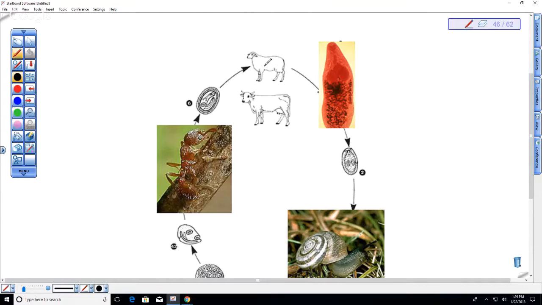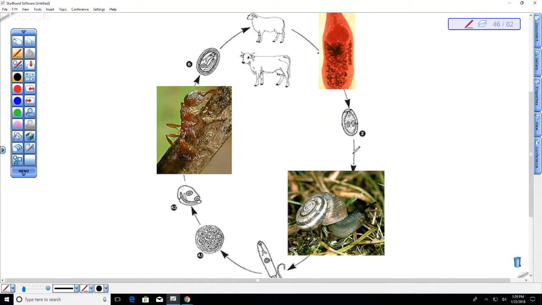So if we look at the adults, this is the fluke, the adult fluke. It actually has a digestive system. So it still has a digestive system, unlike the tapeworm. It has a mouth at one end. And so when it latches on, it kind of feeds off tissue.